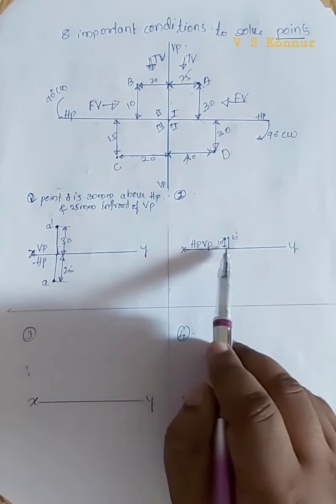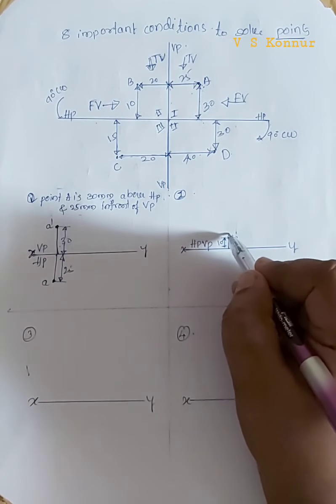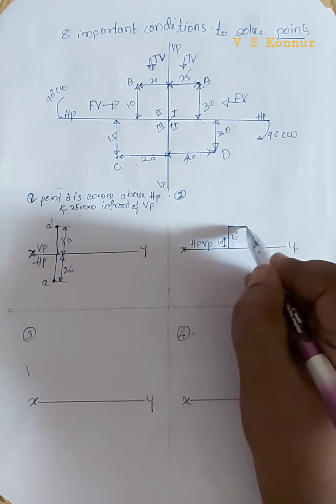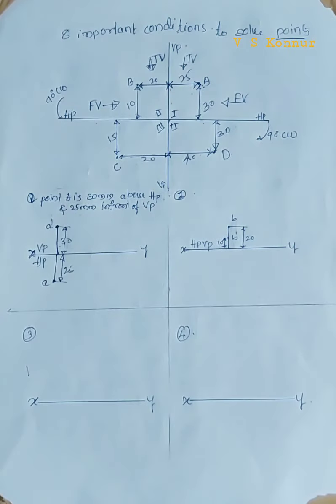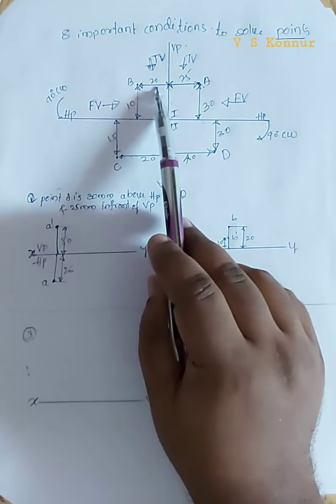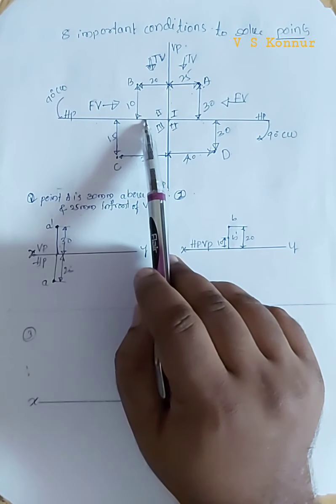So the horizontal plane is also above the XY line. From here you can take one more 10 distance, and the dimension will be given as 20 millimeter, and this point is given by B. Why B? It is a top view. When you are viewing from the top side, 20 mm is projecting on HP.